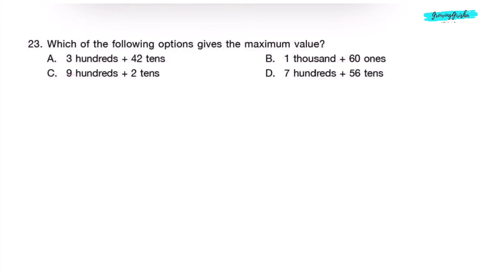Question 23. Which of the following options gives the maximum value? Option A, 3 hundredths plus 42 tenths. It is equal to 342.